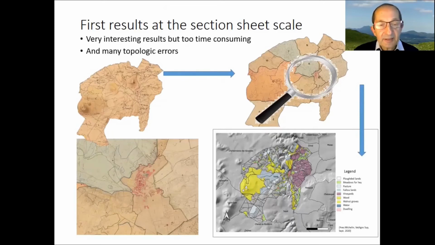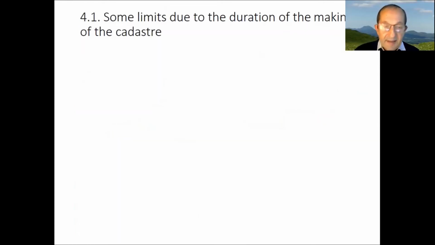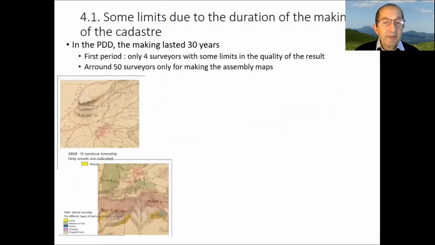And there were many topological errors. So it's not a method that we can generalize. As I said, there are some limits due to the duration of the making of this cadastre. At the beginning, there were only 4 surveyors, and they were not so professional. So you see some differences between 2 surveyors who have done the assembly maps at the same period.